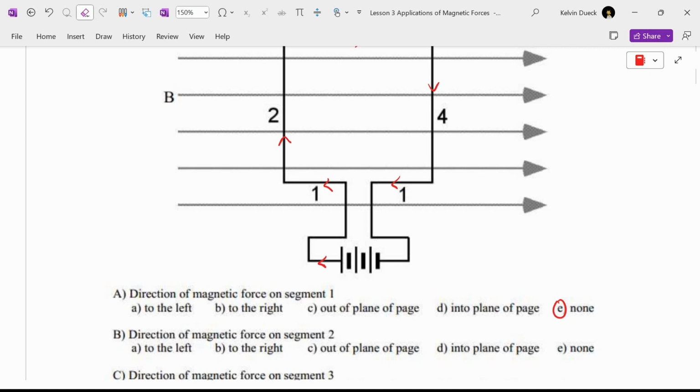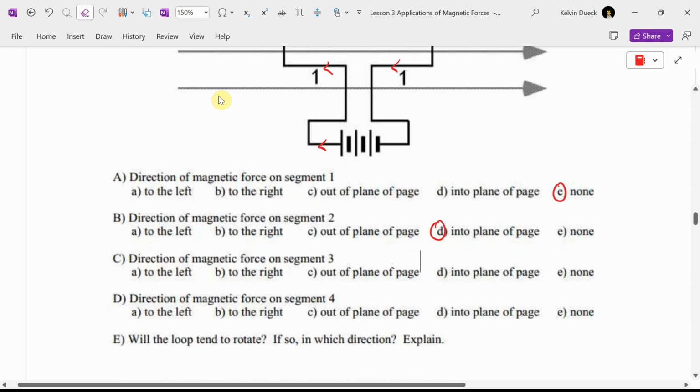It's going up the page. Magnetic field is pointing to the right. What direction will segment two feel a force? It's going to feel a force into the page. What about segment three? Segment three, not again because it's parallel, but segment four is going to feel a force which way? Point your right thumbs down. Yeah, you're going to find out of the page.